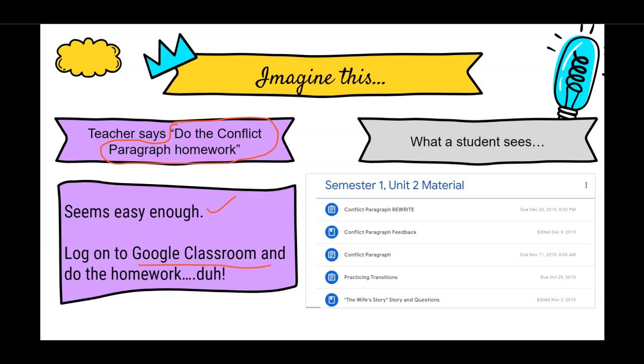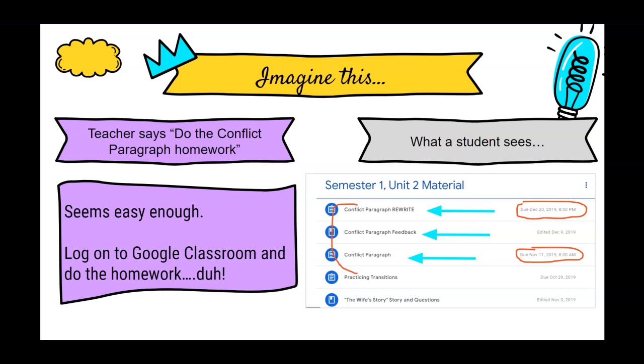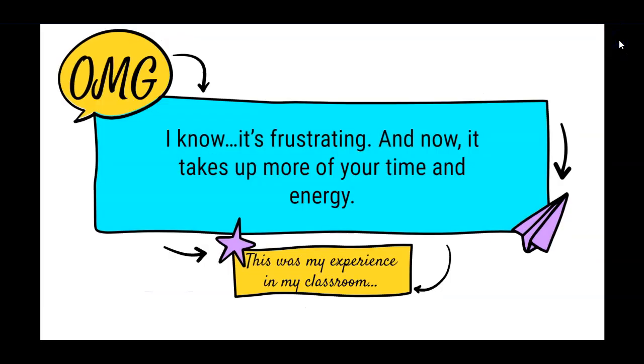Well, they see that. They see conflict paragraph, then they see conflict paragraph due date, feedback, and then they also see conflict paragraph rewrite. Now, a student that is paying attention could say, oh, look at these due dates, I should probably look at the due dates here. But if they couldn't even tell the difference between these three, why would you expect them to look at the due dates?